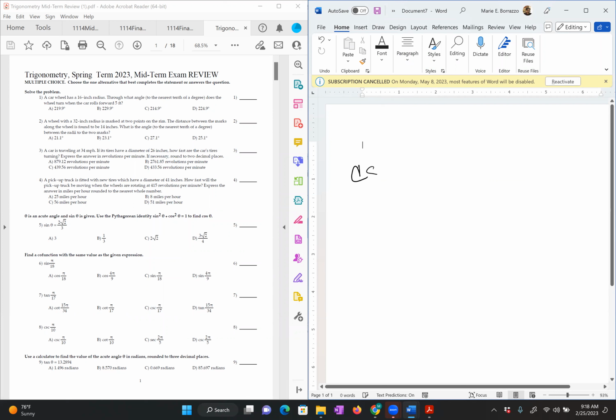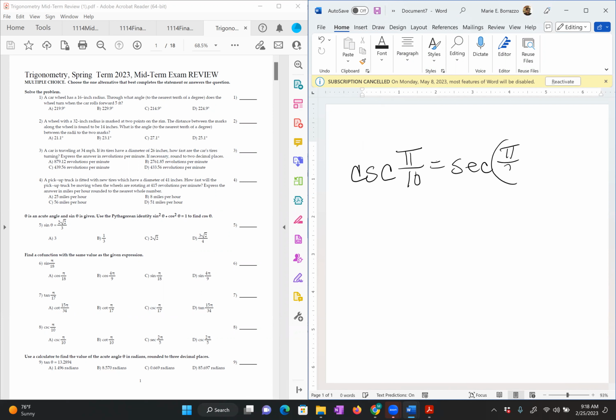This is cosecant, so this is cosecant of pi over 10. This is equal to secant of pi over 2 minus pi over 10. If I multiply this by 5 top and bottom, I get secant of 4 pi over 10, and that reduces to secant of 2 pi over 5 if you reduce it. Okay, so that's that one.